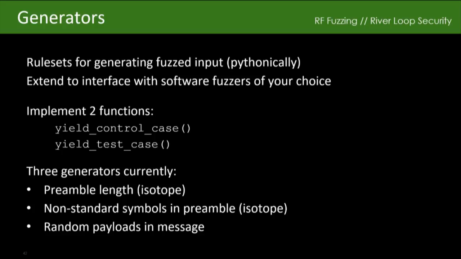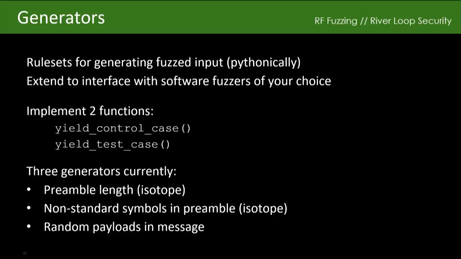And this spits out the permuted input, the randomized input, or whatever we're going to use to try to cause a bad state. In what we're showing today, we're going to be using the preamble length generator, but we also implemented two others. We'll show you the preamble length in a minute, more illustrated. The other one is to put non-standard symbols in. So if the standard says, as Matt pointed out earlier, 01010101, what if we start changing that, 11001100? And seeing what happens to the radios there.